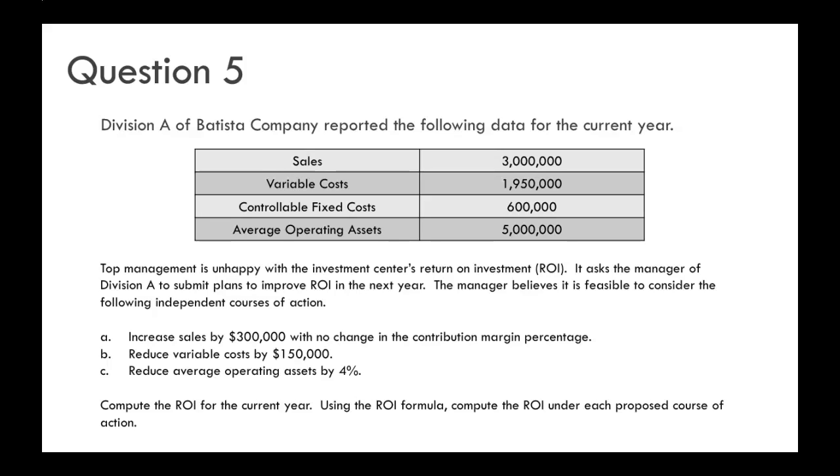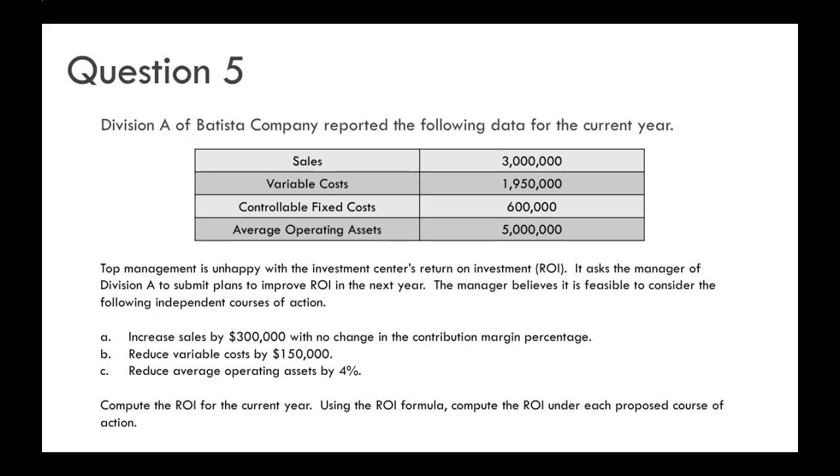Now question number 5 says Division A of Batista Company reported the following data for the current year. So we have sales data, variable cost, controllable fixed cost, and average operating assets. Top management is unhappy with the investment center's return on investment, the ROI. And it's asking the manager of Division A to submit plans to improve the ROI in the next year. The manager believes that it's feasible to consider the following independent courses of action. So they could do A, B, or C.